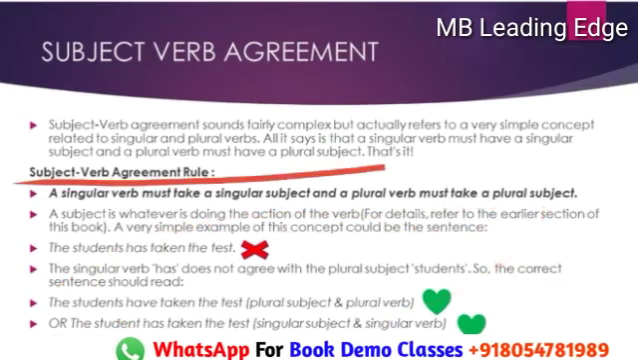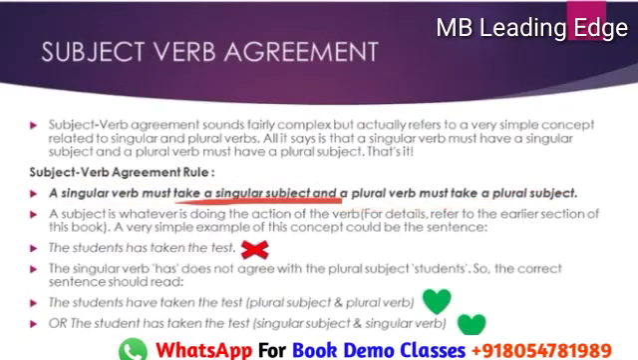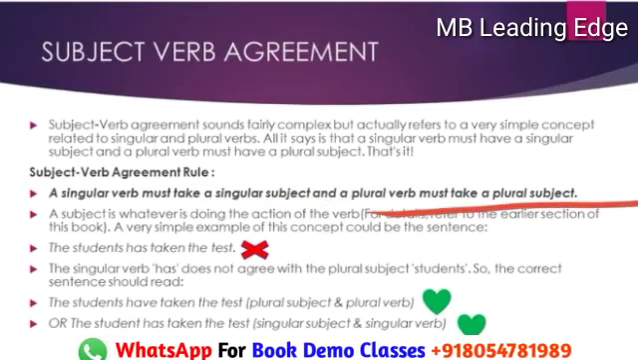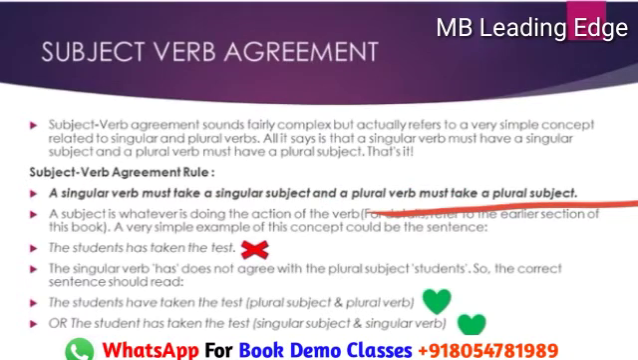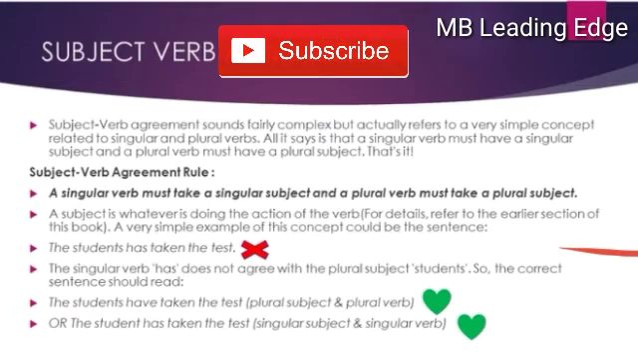So the subject-verb agreement rule: a singular verb must take a singular subject, a plural verb must take a plural subject, right? A subject is whatever is doing the action of the verb, that we have already discussed in subject, object and predicate. Whatever is doing the action is the subject, and whatever the action has been done on is your object, right? Now let's see a very simple example.